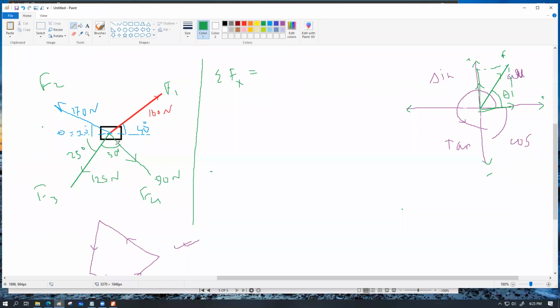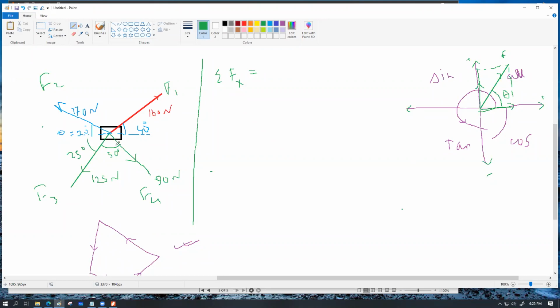F1 or F2 are positive. I am asking for the horizontal component, not the vertical component. F1 or F4 positive, F3 negative. Exactly. Do all of you see that F1 will have a positive component over here, F4 will also have a positive horizontal component, but F2 and F3 would have a negative horizontal component? That's just by looking at this figure.